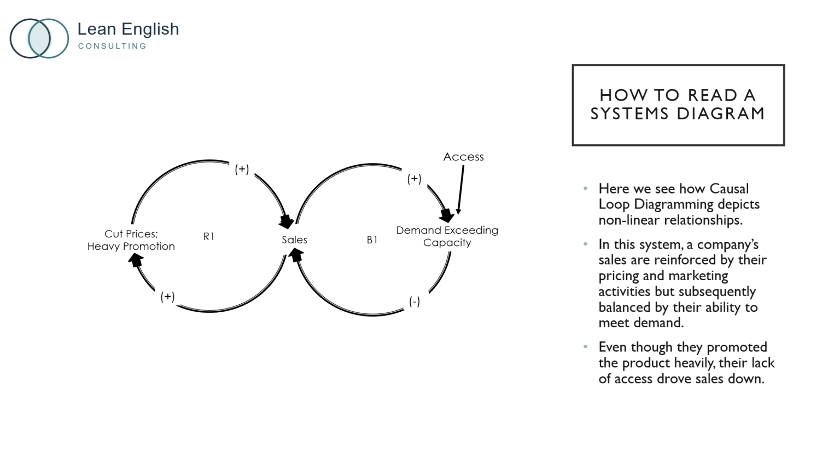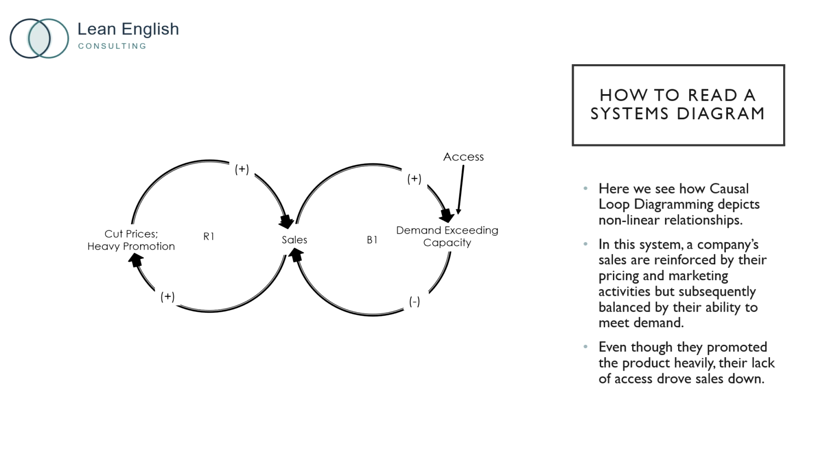In this system, improved sales drive customer demand for the service, but the company was not prepared for the increased demand and the service suffered. This is the balancing loop on the right, represented by the negative sign from demand exceeding capacity to sales. The service was so poor that new and existing customers moved to the competition.